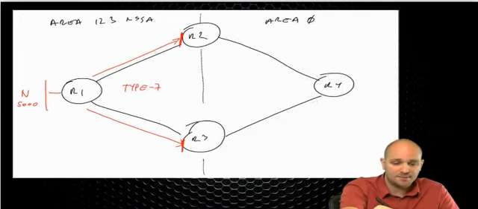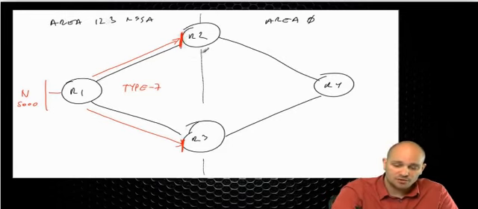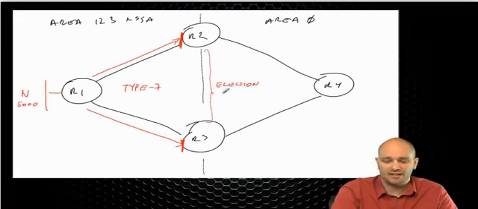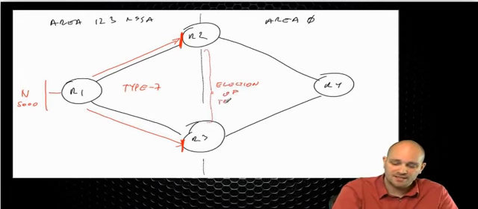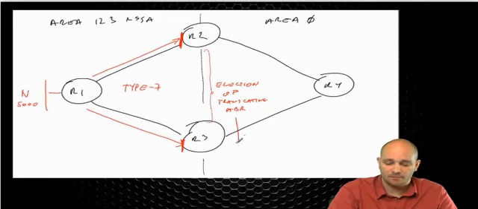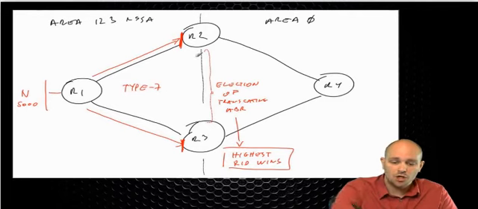is that these two type 7s actually do arrive to these two routers. But then these two routers here are going to have a sort of an election of who translates. Let's say election of translating ABR. Now, the election is very, very simple. Highest router ID wins. Now, keep in mind that these two are not directly connected. So how do they know about each other?